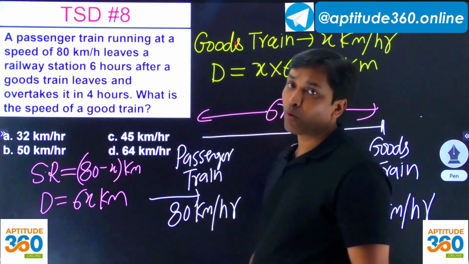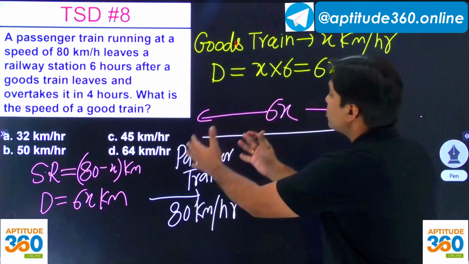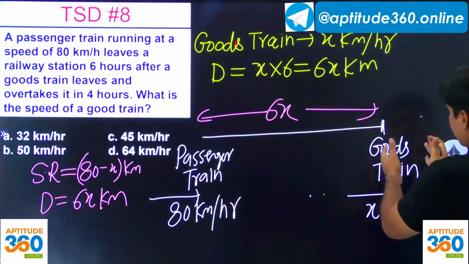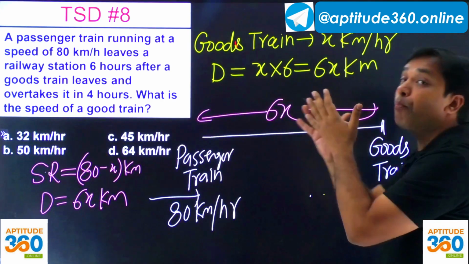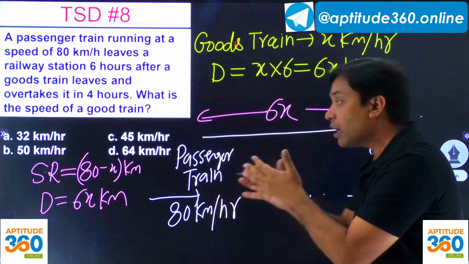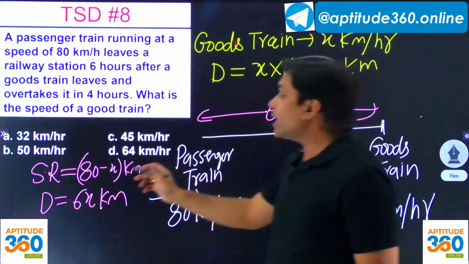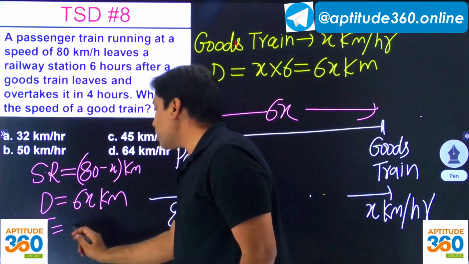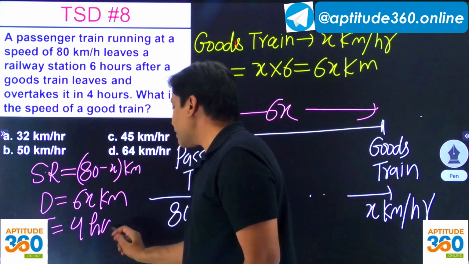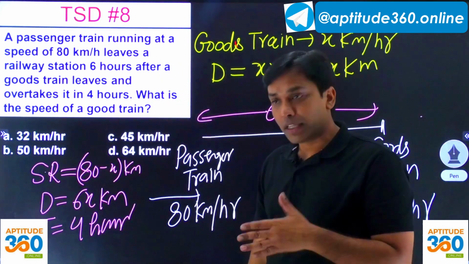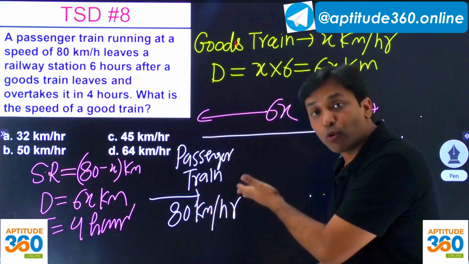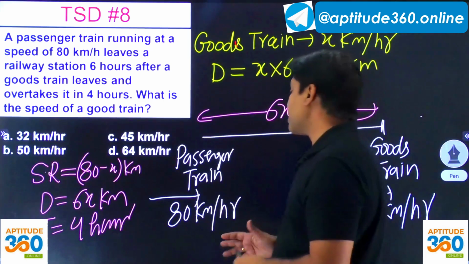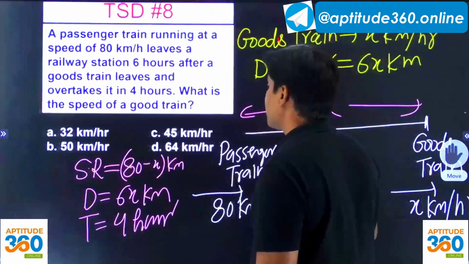Why am I saying this? Understand, if the passenger train will have to meet the goods train, the passenger train will have to run 6x kilometers more than that of the goods train. और ये कितने देर में ऐसा कर पा रहा है? टाइम कितना बोल रहा है आपको? वो बोल रहा है 4 hours में, right? And there is no doubt about relative speed. It has to be 80 minus x because both of them are moving in the same direction. Now let us figure it out.